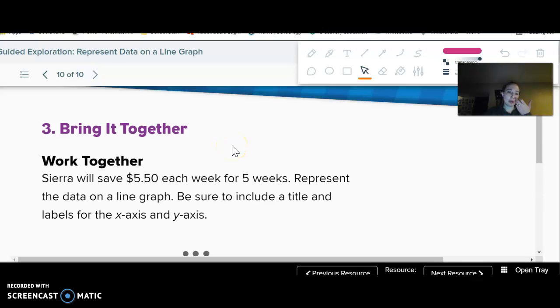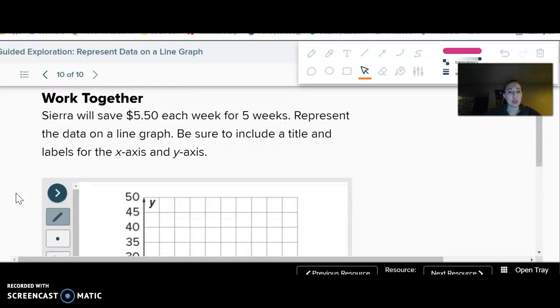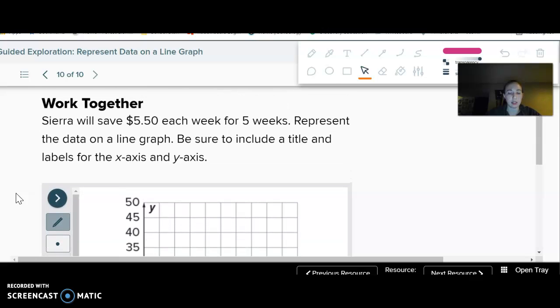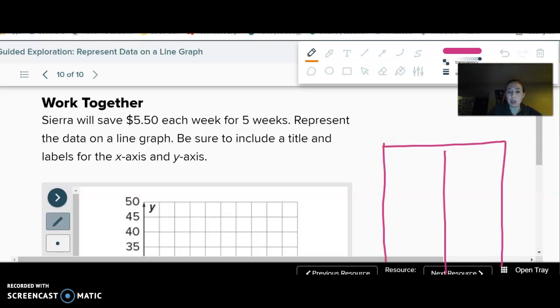So here you go. We're going to make another one. Sierra will save $5.50 each week for 5 weeks. Represent the data on a line graph. Be sure to include a title and labels for the x-axis and y-axis. Now, I'm going to help you figure out the points you need to graph because it doesn't give us a table. You can make this table with me, or you can just look at the one up here. So we have the week she's at and the money she made.